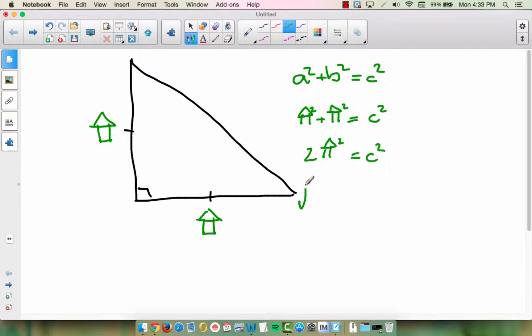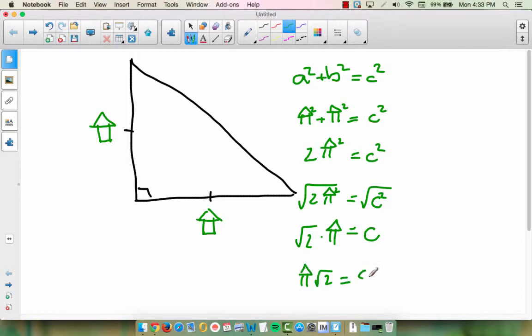We can now take the square root of both sides and get the square root of 2 house squared equals the square root of c squared. The square root of c squared is c. The square root of 2 is an ugly number, so I will write it as the square root of 2. And the square root of house squared is house. We'll clean this up and rewrite it as house root 2, and that's equal to c.